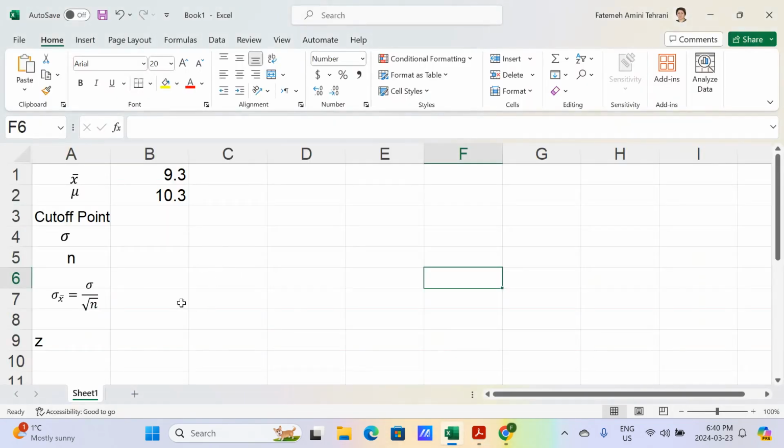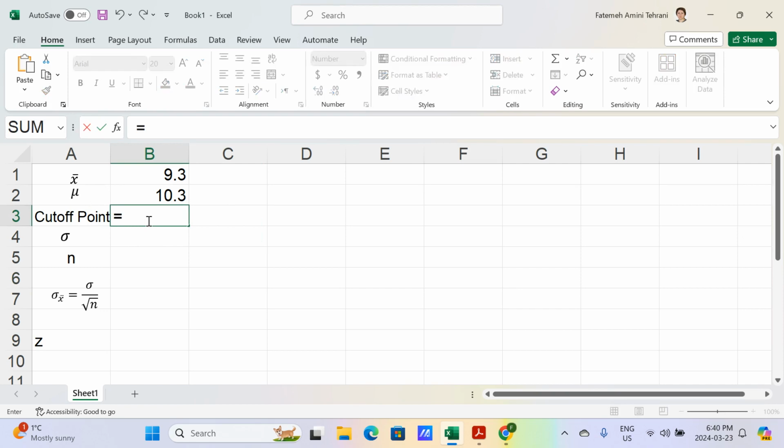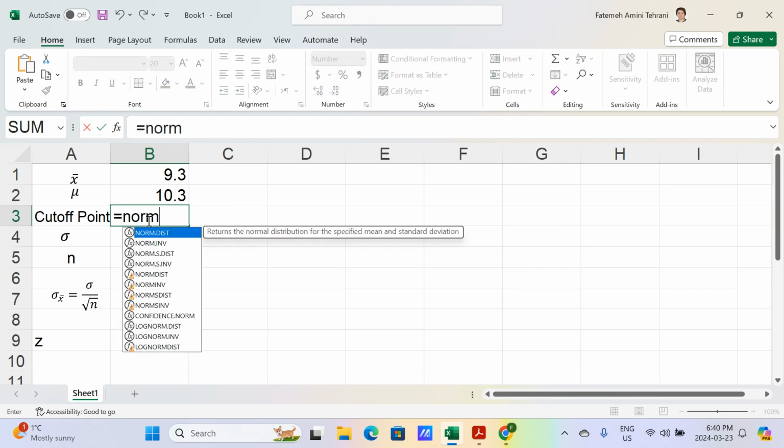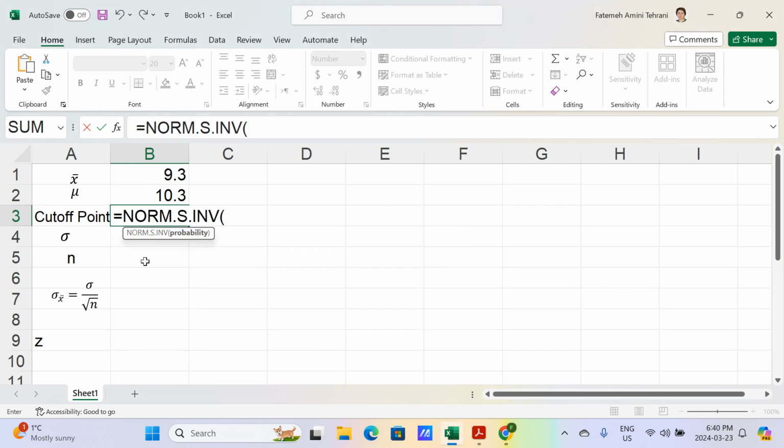Look at here. It's the Excel file for the same question. X bar is 9.3, mu is 10.3. In H alternative, mu is 10.3. Okay, so I need the cutoff point. To find the cutoff point, I need this function, NORM.S.INV. I'm looking for the cutoff point on the right side, and the area on the right side of the cutoff point is alpha divided by 2. Alpha is 0.05, then divided by 2.